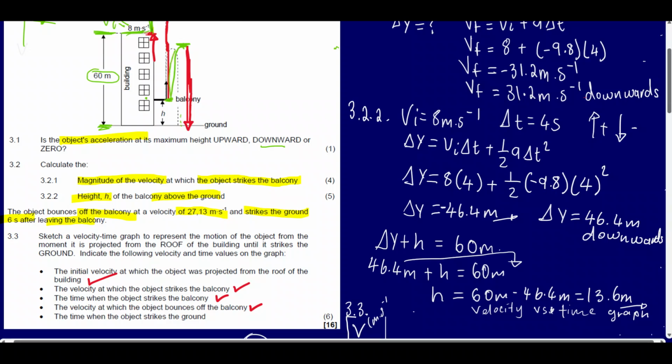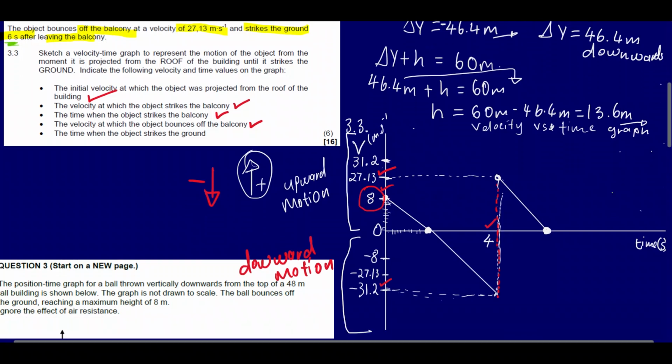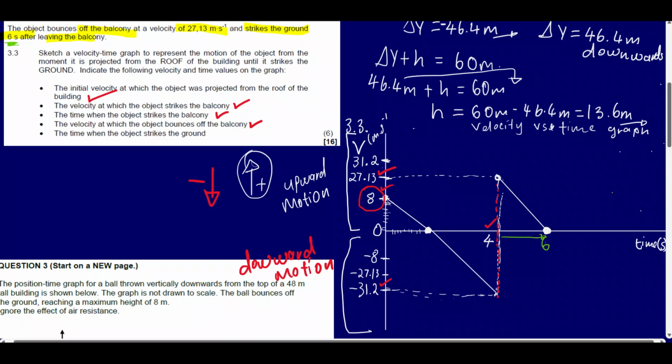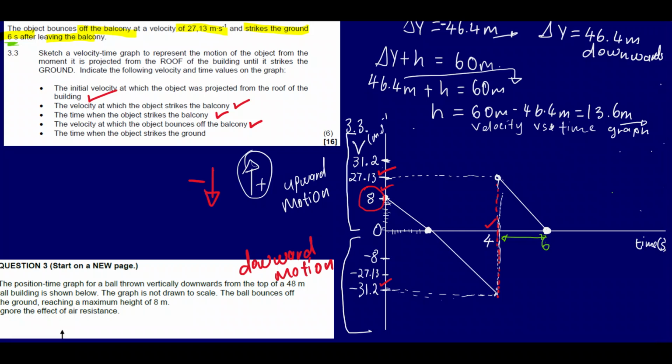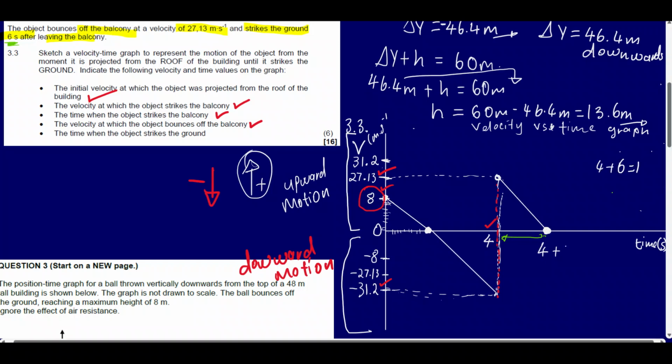But remember, the 6 seconds we were given was the time taken to move from the balcony all the way to the ground. We can't just write 6 seconds here, because 6 seconds is the change in time from hitting the balcony to going to the ground. So we should say it's 4 plus 6, which gives us 10. It means that the time at this point is going to be 10.